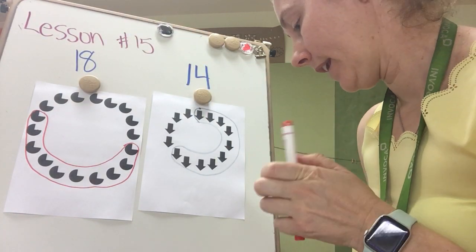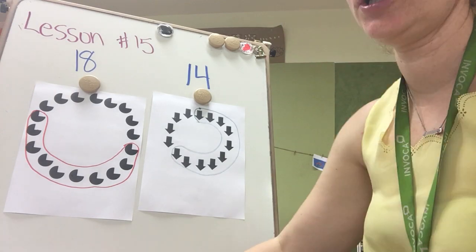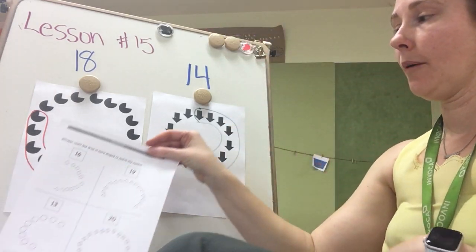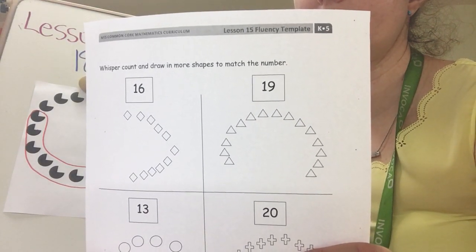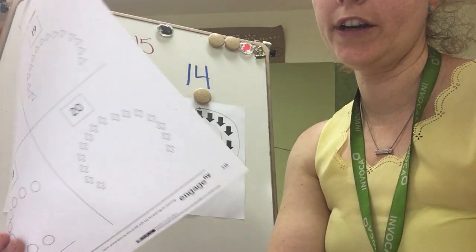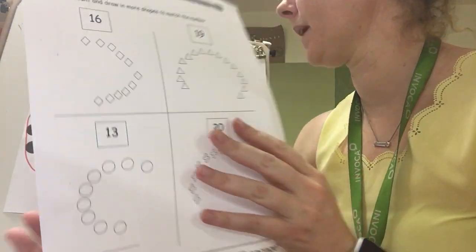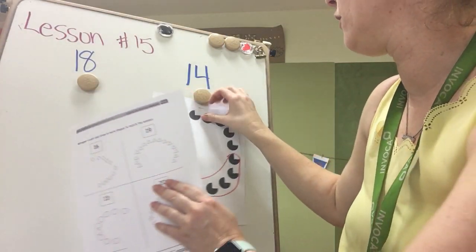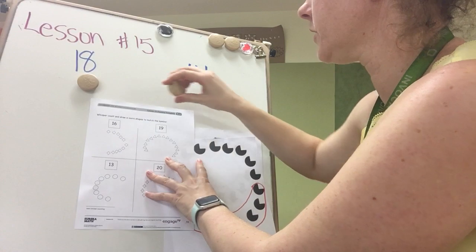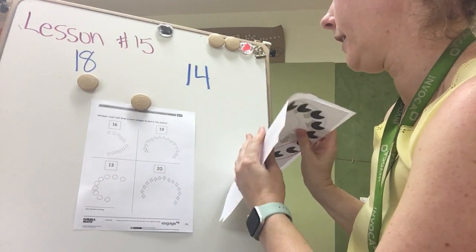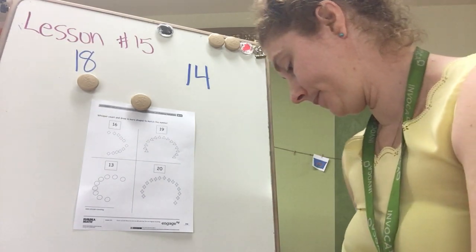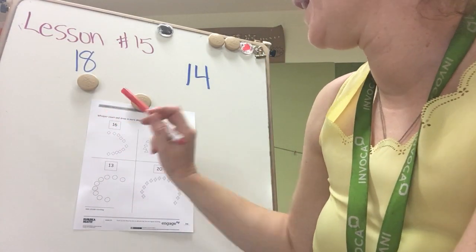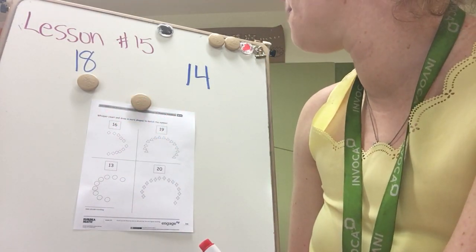Awesome. Now I don't remember if this got printed, but if you have this template, it's Lesson 15 Fluency Template. It's page 216. It would be the first page. You can grab that now. If not, we'll just do it all together right here. It says, whisper, count, and draw in more shapes to match the number.